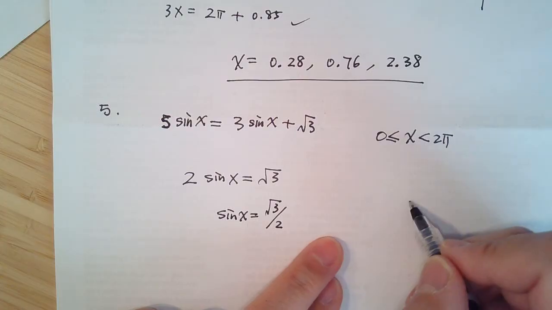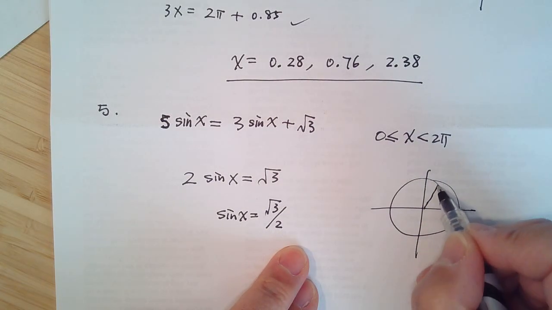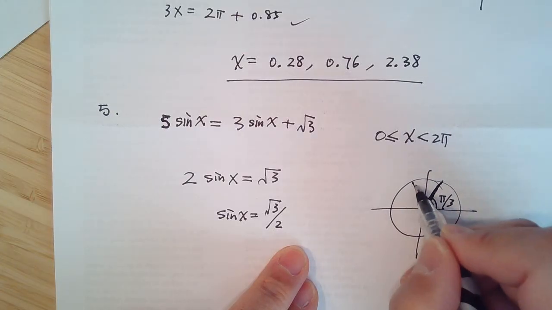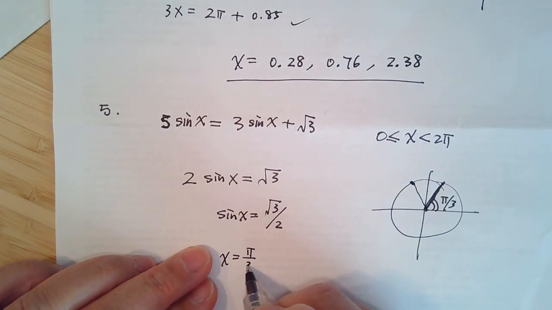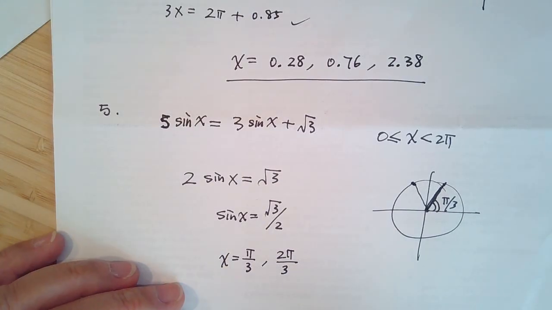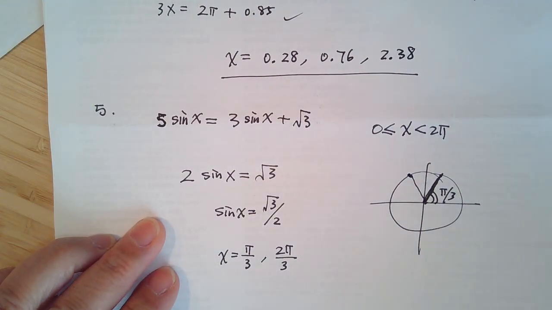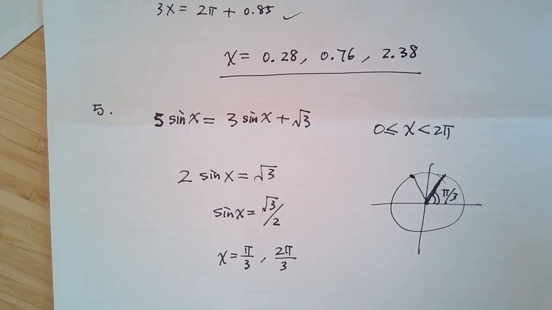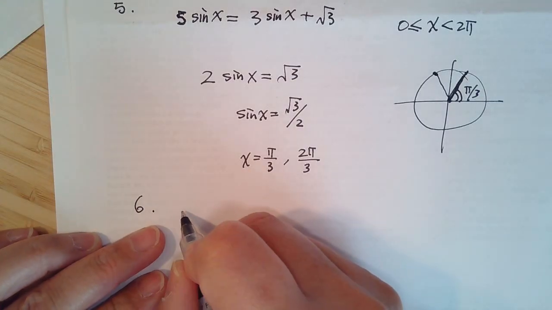So what is that? Root 3 over 2 sine x. Okay. Here's the 60 or pi over 3, and the other one, right? So either here or here. So my x is either pi over 3 or 2 pi over 3. So that's my solutions. So this is the number 5. Okay. So let me do number 6. Can you solve for this?